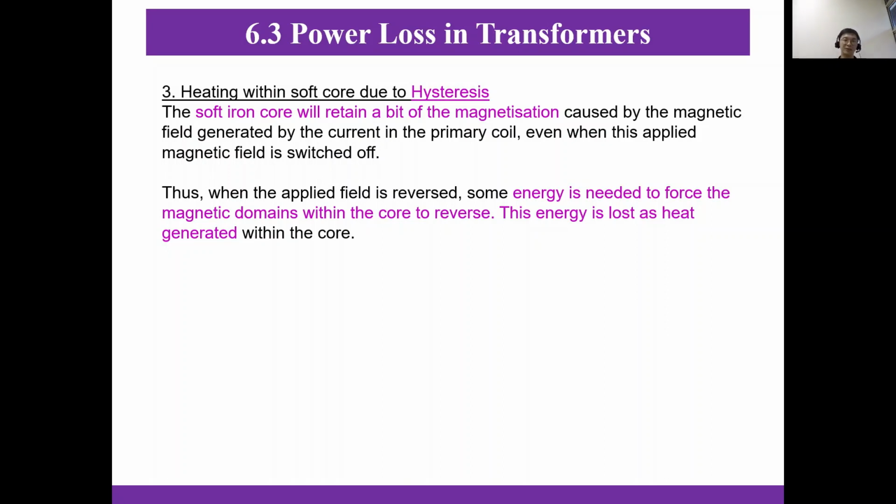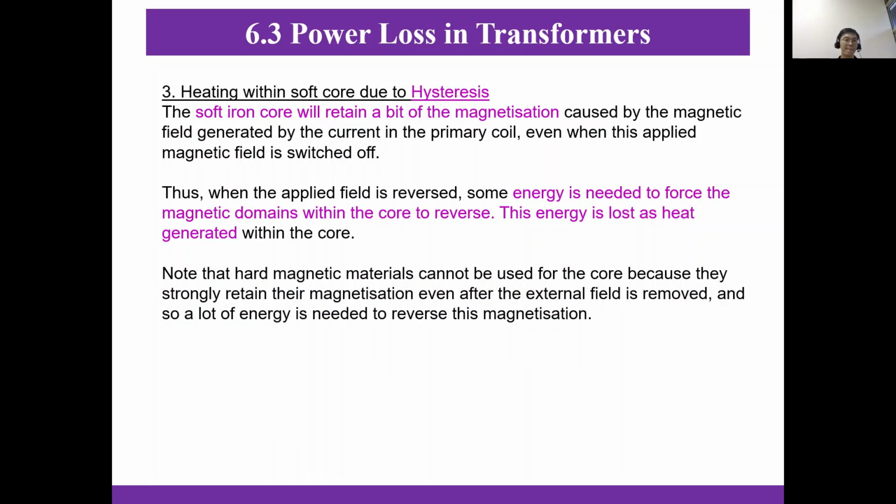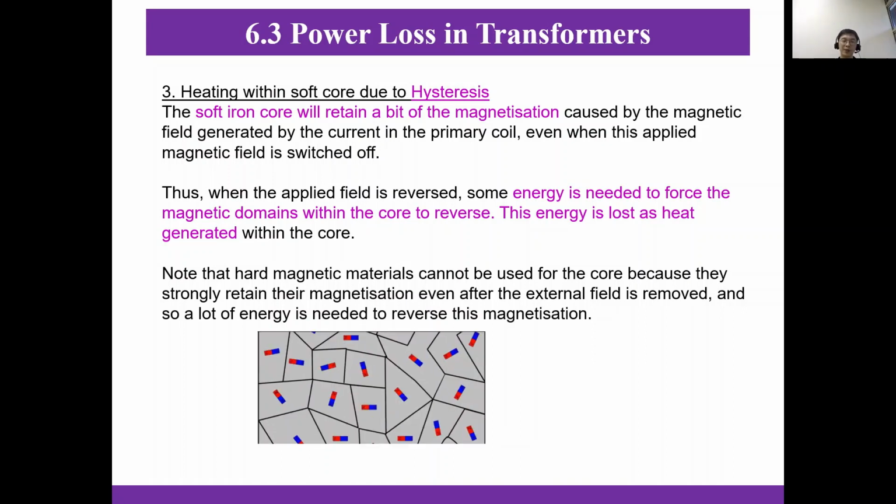Okay, hard materials are not used for the core because they strongly retain their magnetization after the field is removed. So even more energy is required to reverse this magnetization, right? So soft iron cores are used because, number one, they can change the magnetic directions more easily compared to hard magnets. So these are the domains, right? When you align and disalign them, energy is required.